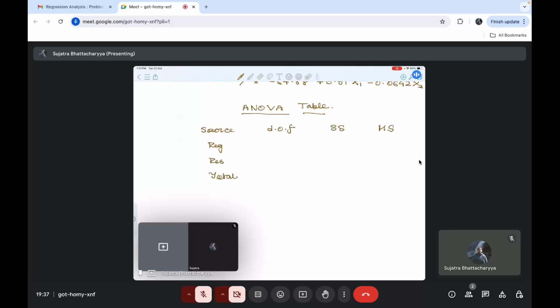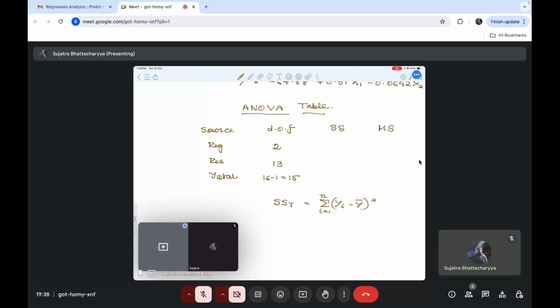For the degrees of freedom of the total, you know that for SS total, which is the summation of yi minus y bar whole square, the degrees of freedom is always n minus 1. Why? Because there is only one constraint: the summation of yi minus y bar is equal to 0. So it will be n minus 1, that is 16 minus 1, which is 15. For regression, there are two regressors, therefore 2 degrees of freedom. And the residual is 15 minus 2, 13.